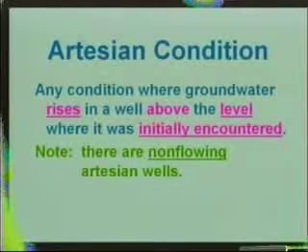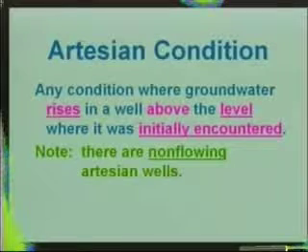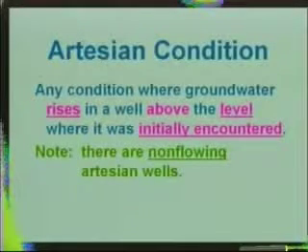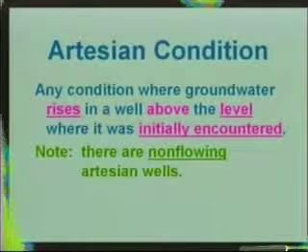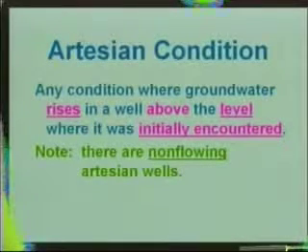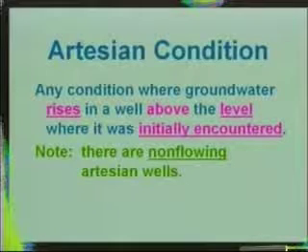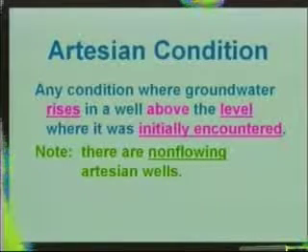So you can still have an artesian condition and not have any water flow out of that well. That's a non-flowing artesian well. You can have that. I'll show you a picture of what it looks like, and I'll explain why that happens. Okay? Rises in a well, not necessarily out of the well, just in the well, in the casing, in the pipe, above the level where it was initially encountered. And I'll show you a picture of a flowing artesian well, and then in the cartoon a non-flowing artesian well.